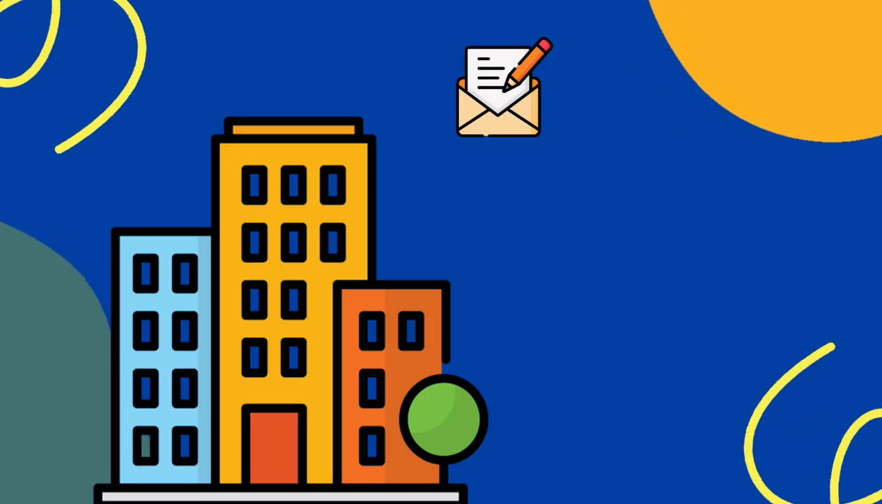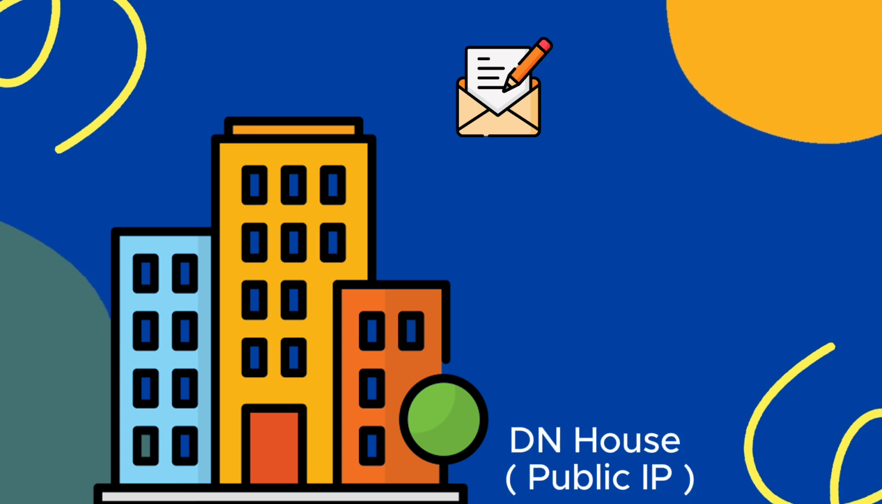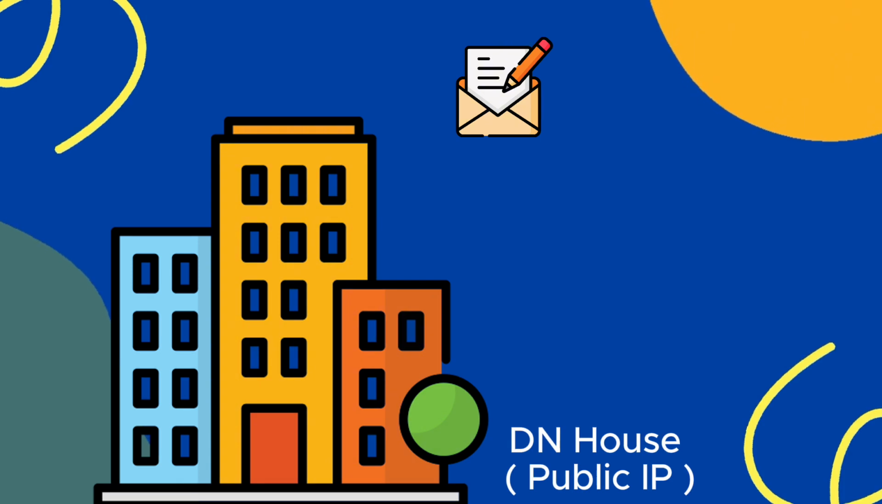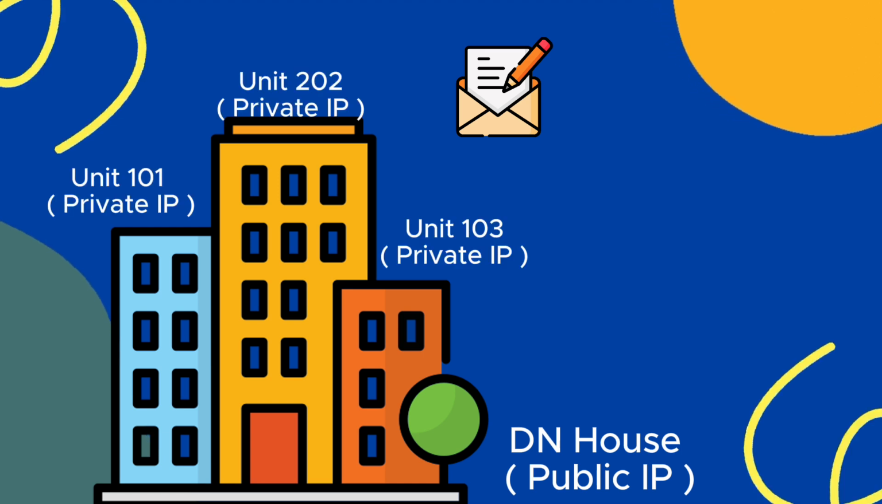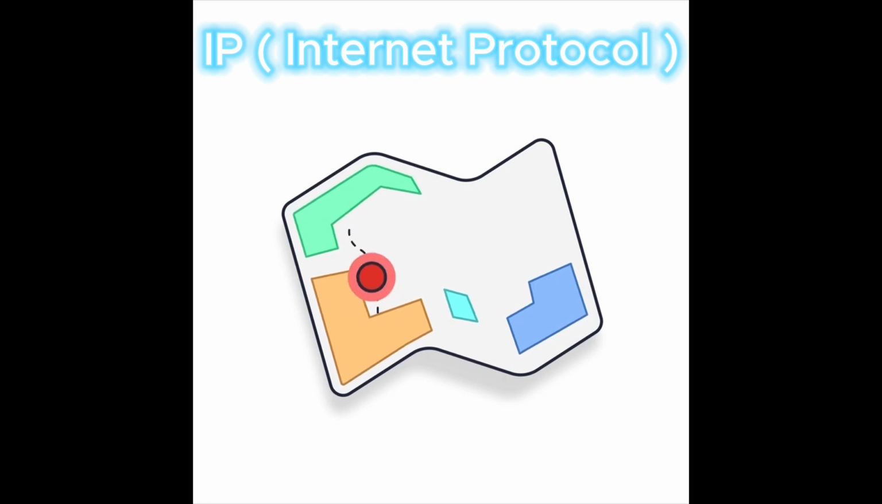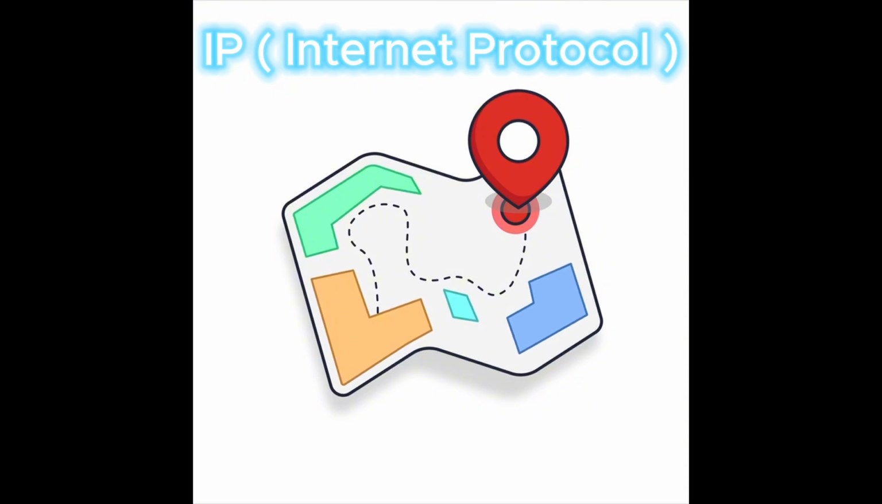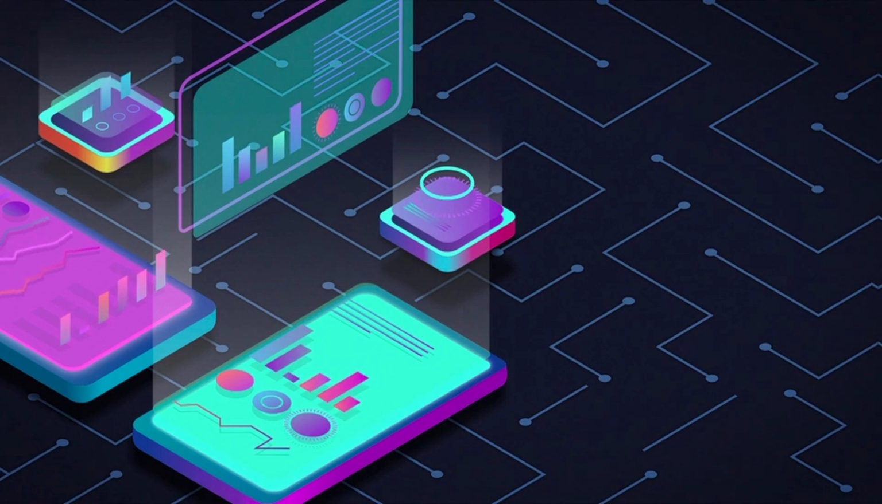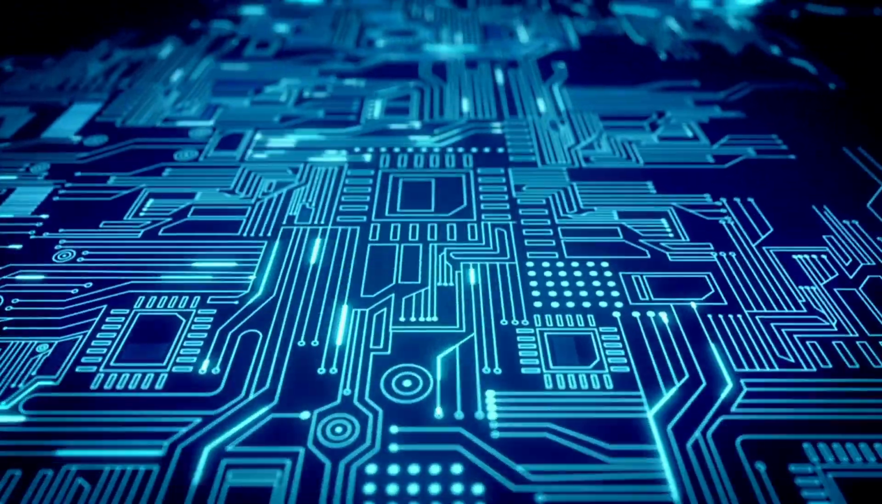Imagine you're sending a letter to a friend. Your house has a unique address, which is the public IP that the post office, the internet, uses to deliver mail. However, inside your apartment building, each unit, private IP, has a separate number, like unit 101, 202, etc. And the mailman, router, makes sure your letter reaches the correct apartment. Internet protocol IP addresses are like digital street addresses, allowing devices to find and communicate with each other across the internet. Every device, whether it's your phone, laptop, or gaming console, has an IP address. It's how devices send data like emails, videos, or tweets.